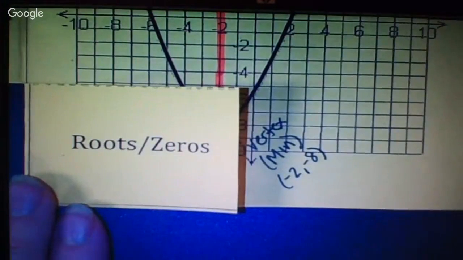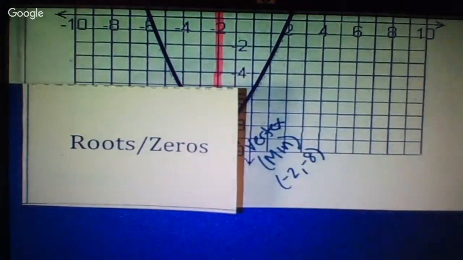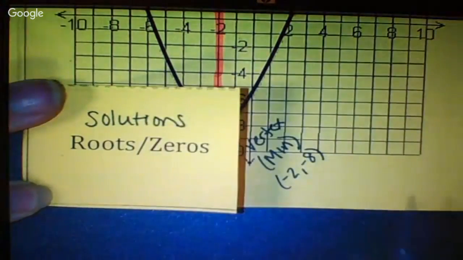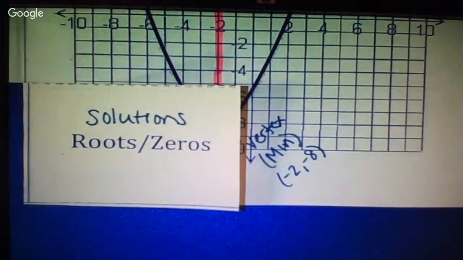Okay. We've got two more very important terms here. The next one is roots, or sometimes they call them zeros. There's one other name for this. Solutions. Oh, I lied. There's two other names. Solutions is another one. I forgot about that one. I was going for another one.